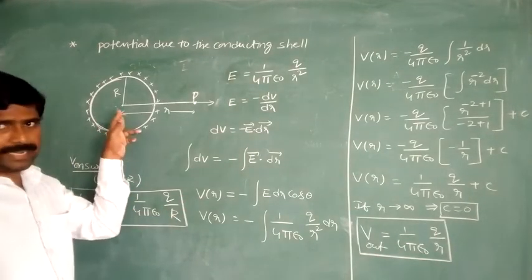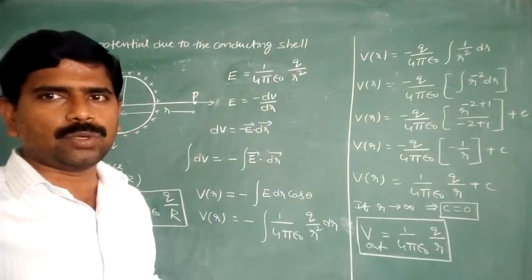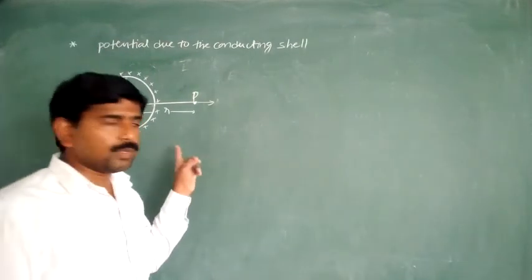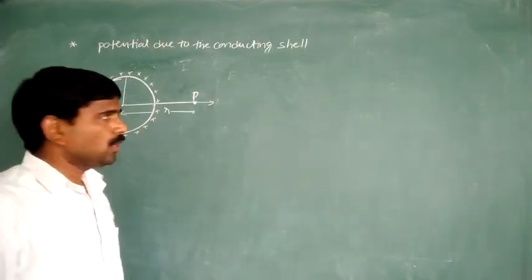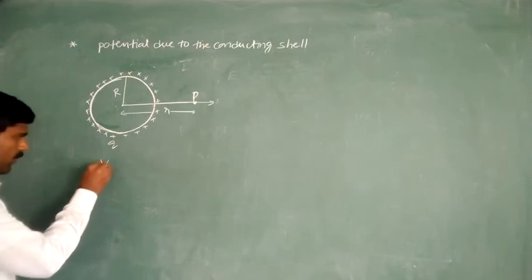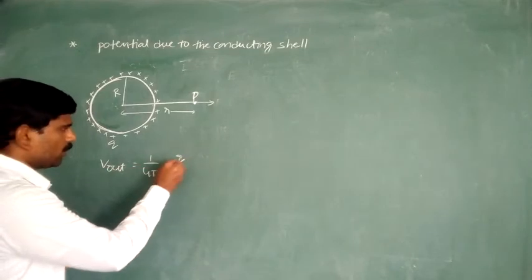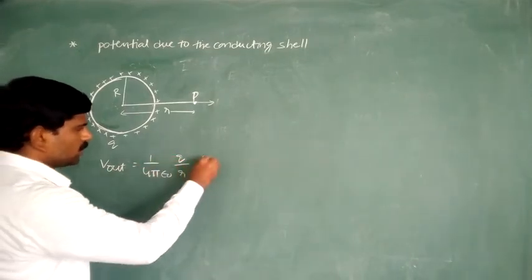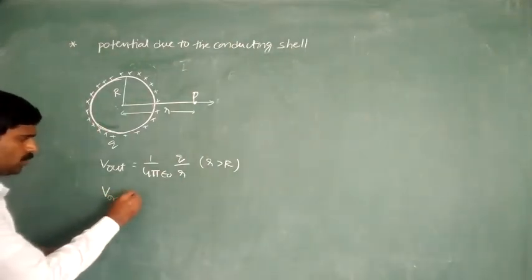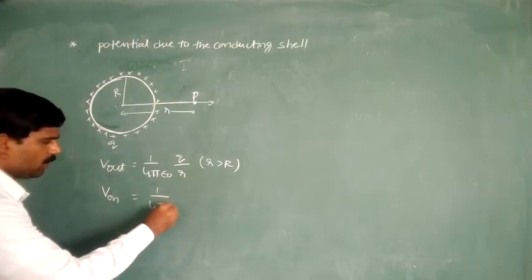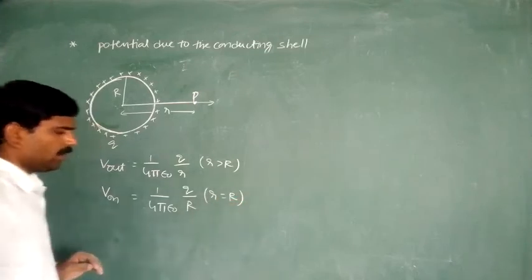What about the inside? Electric potential inside of the shell is equal to how much? So observe, we found that V outside is equal to 1 by 4 pi epsilon naught into q by r, where small r is more than capital R. V on surface is equal to 1 by 4 pi epsilon naught into q by capital R, where r is equal to capital R.